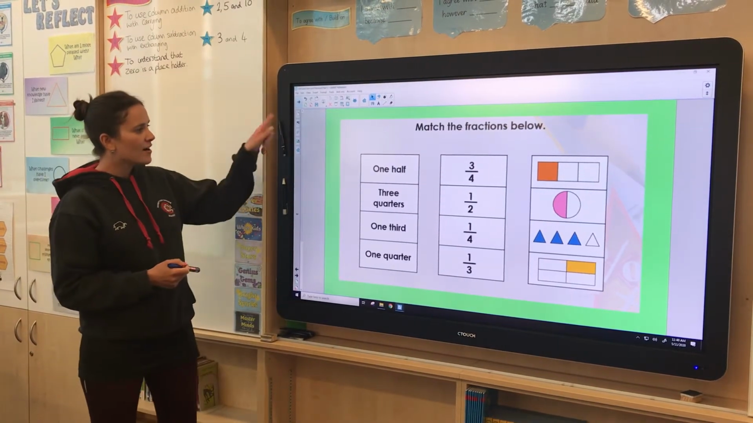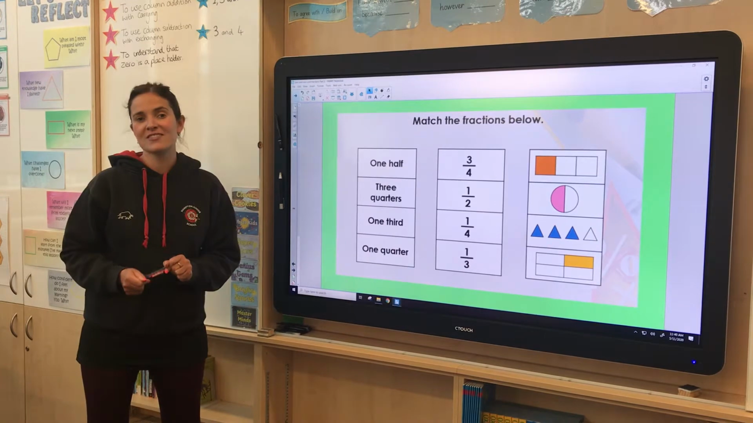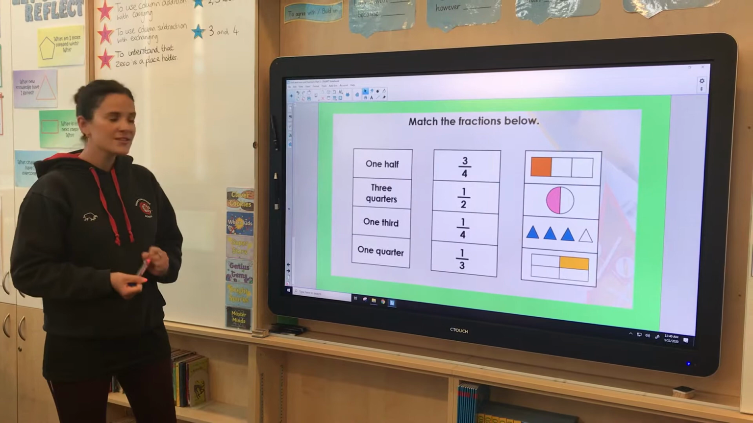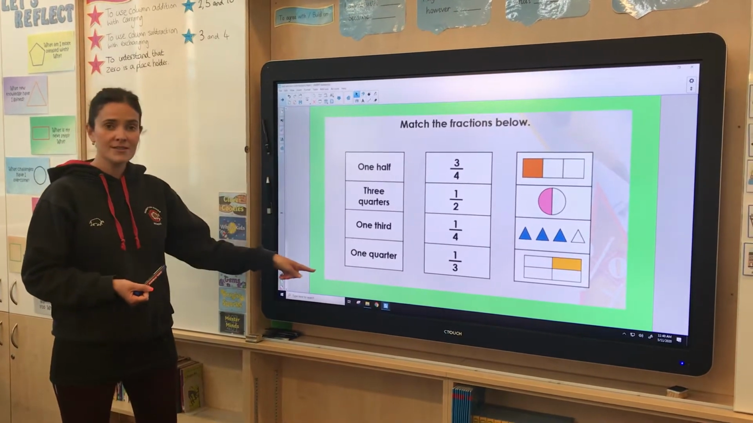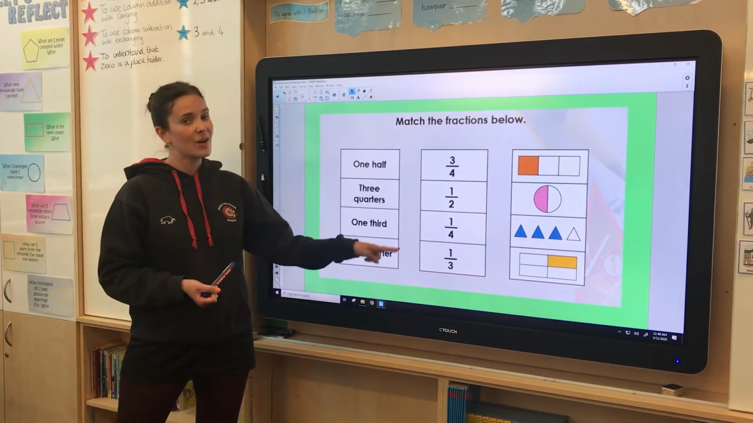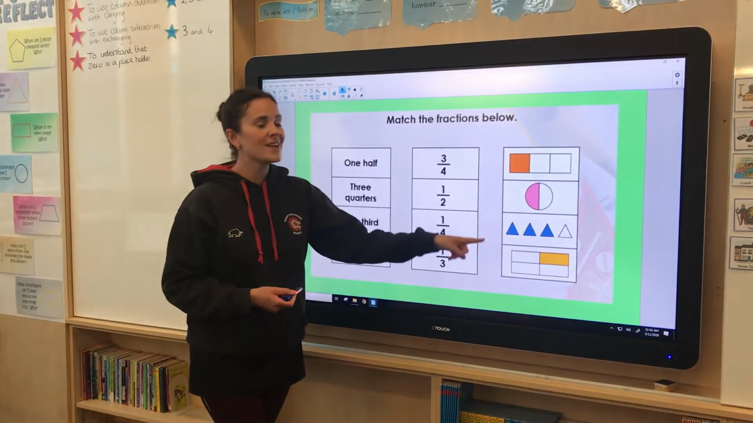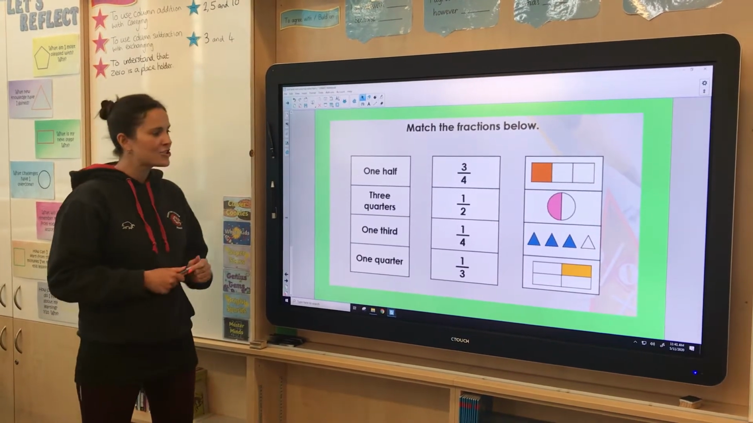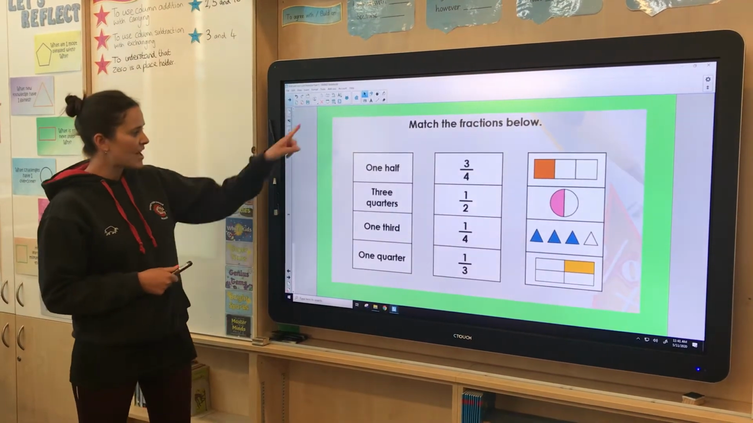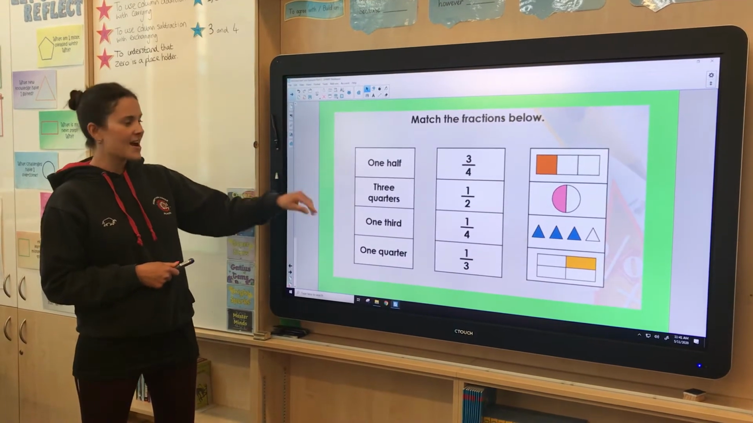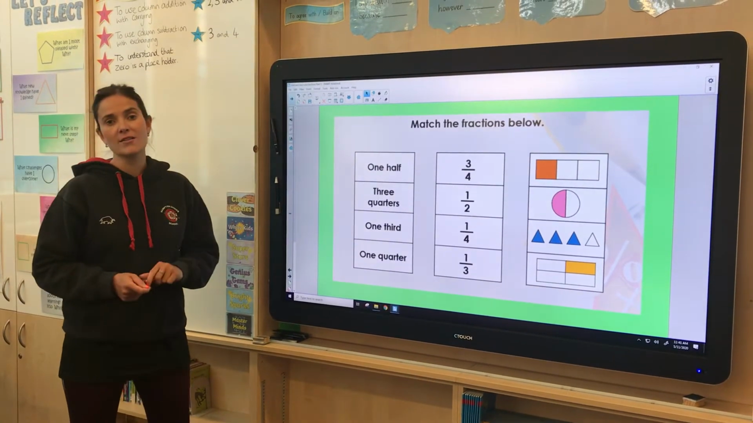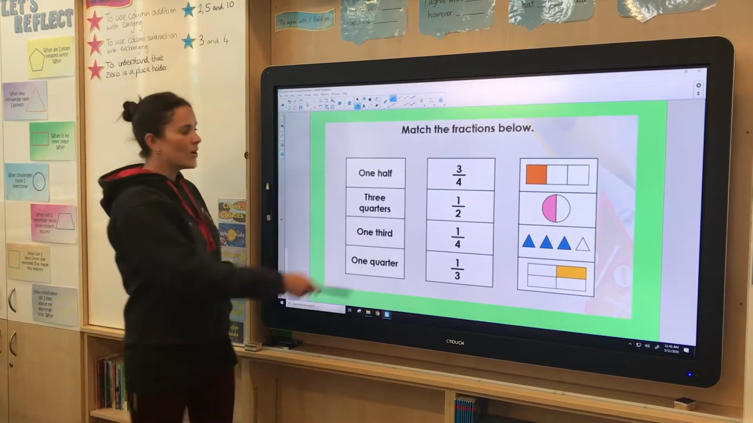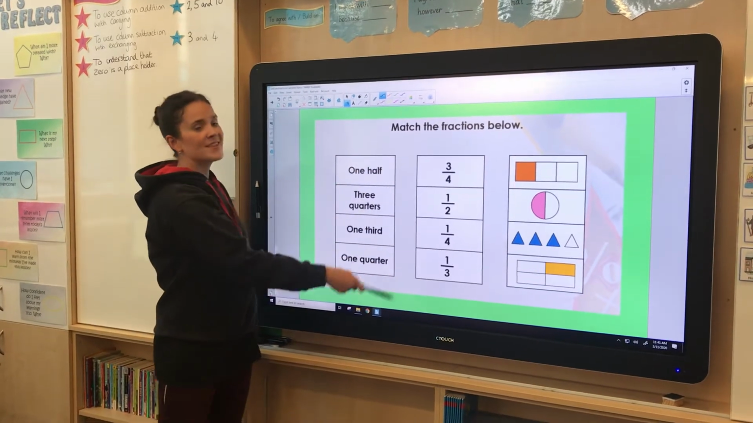The first one asks you to match up the fractions below. As you can see here, there are 3 columns of fractions. We have fractions written in words, then fractions written in numbers, and then fractions represented in shapes. The first thing I would do to match up these fractions properly is look at the words and start with the top one, which is 1/2. Then I would look to see which of these fractions represents a half.